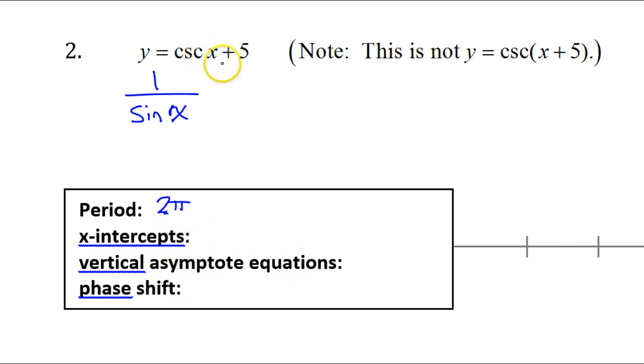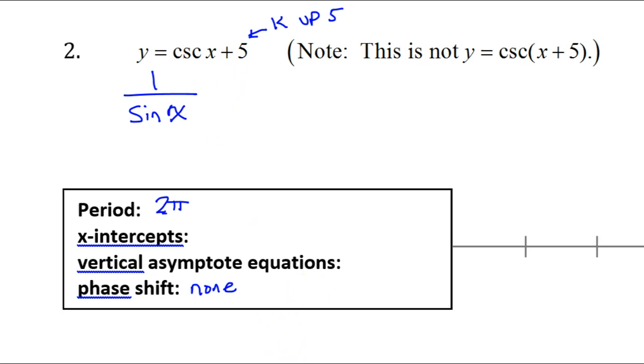We'll worry about the x-intercepts and the asymptotes later. There's no phase shift. If it were written like this with parentheses, then I'd have a phase shift. But there is no phase shift, so I'm just going to write none. However, this k value tells me that this is up 5, right? This is a vertical shift of up 5.